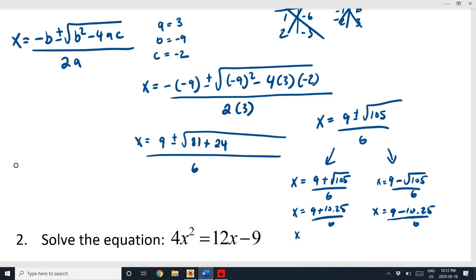We're going to get x is equal to 3.21. And if we do this side here, 9 minus 10.25 divided by 6, we're going to get x is equal to negative 0.2083, or 0.21. We'll round it to that. So there's your x values here and here.